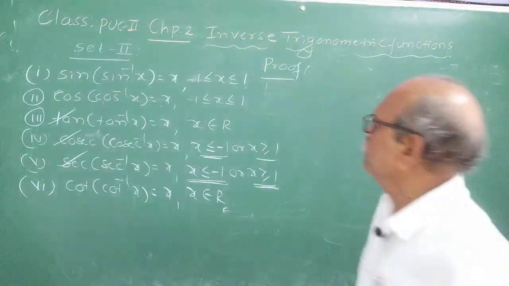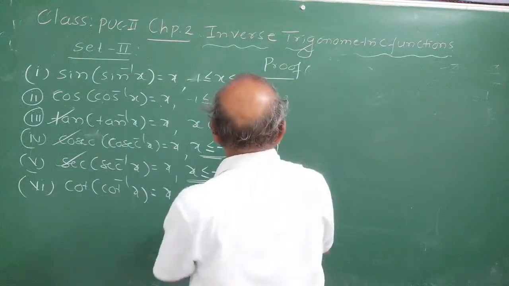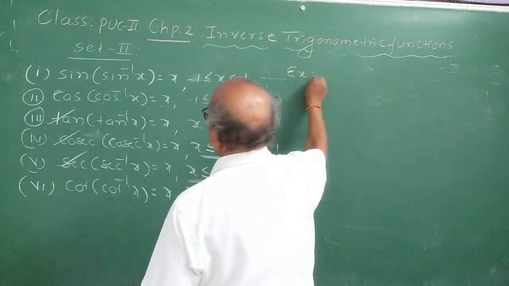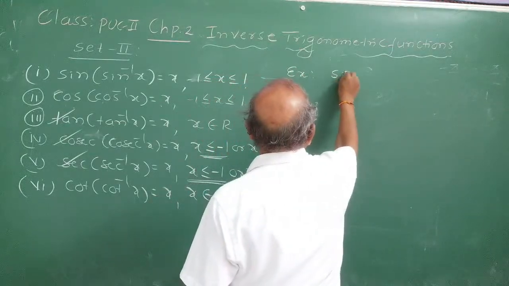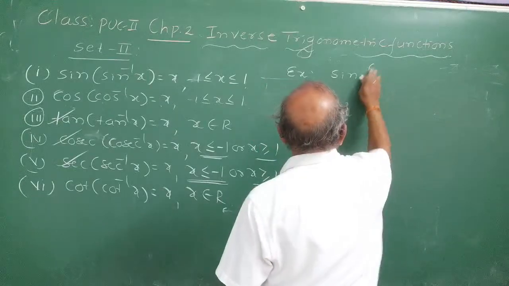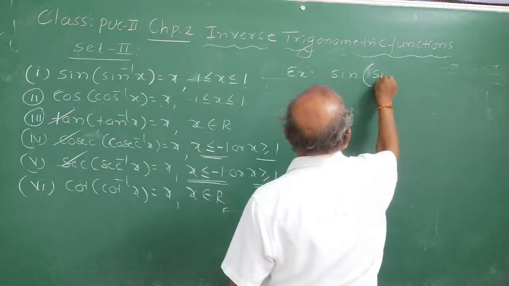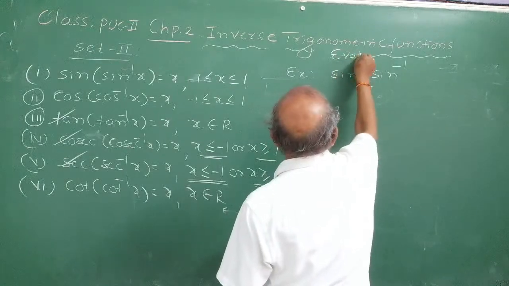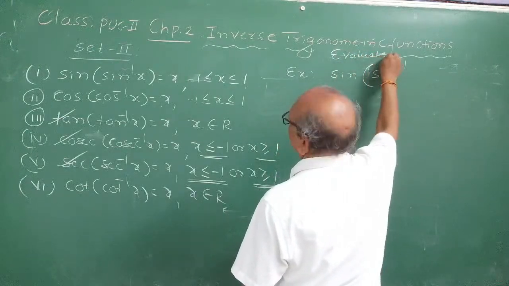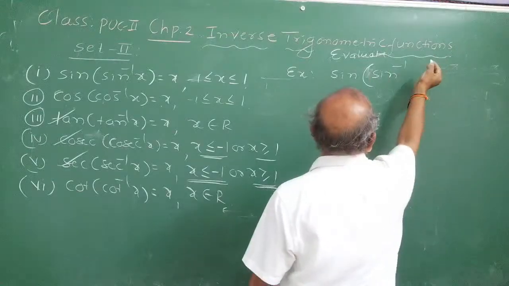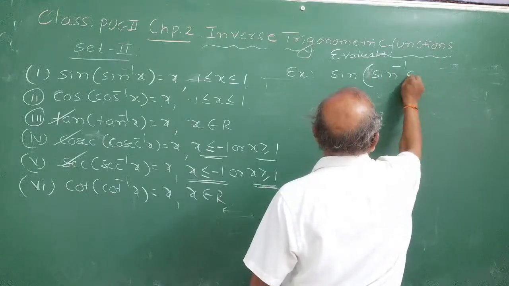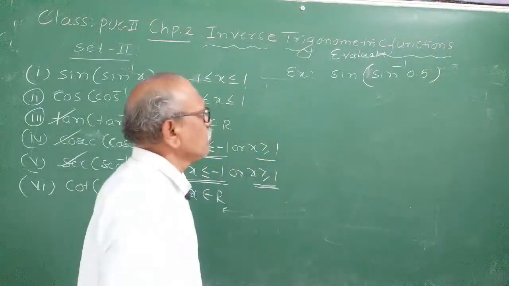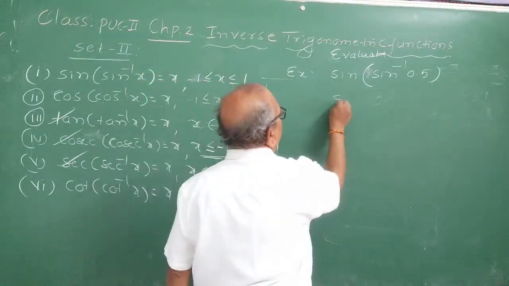Suppose that I give one example here. Try to understand how the value will be. What is the value of sine of sine inverse 0.5? Evaluate it.